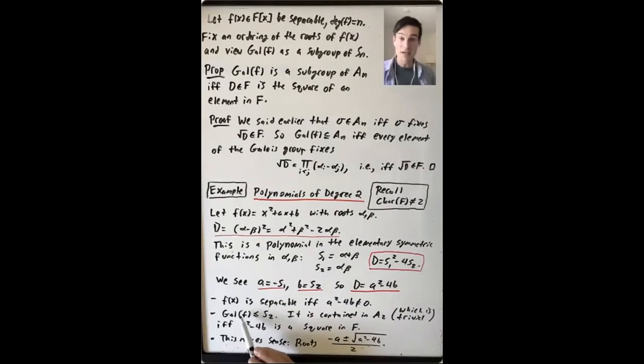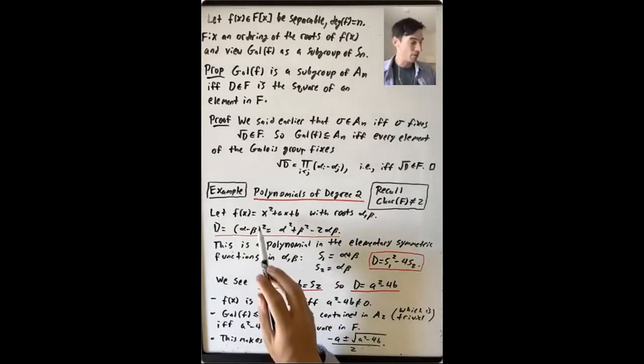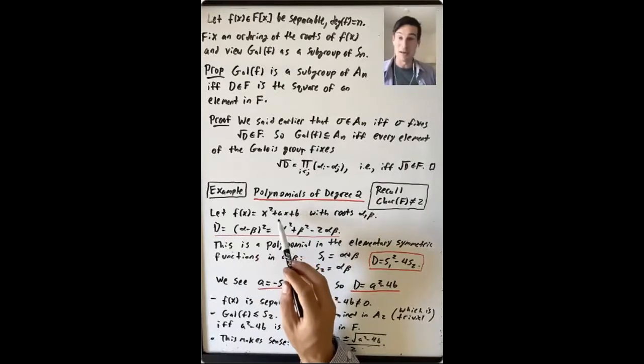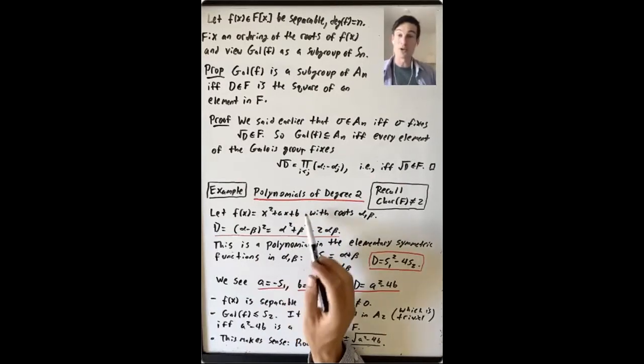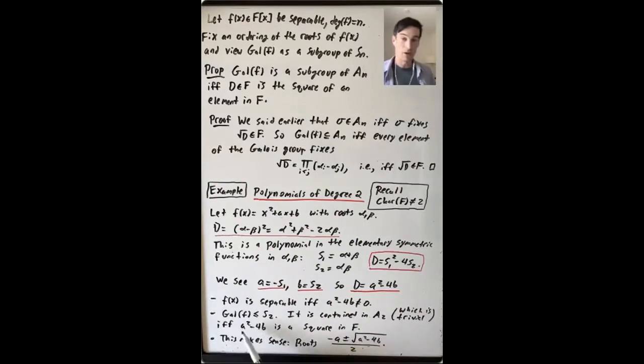We know we can identify the Galois group of f as a subgroup of S_2. When is it contained in A_2? Remember, A_2 is the trivial subgroup of S_2. When is it contained in A_2? Well, if and only if this discriminant is the square of an element in F. If and only if a squared minus 4b is a square in F. All right, so we have our quadratic polynomial. We know when it's separable. When it is separable, the Galois group is either going to be S_2 or trivial, and we can tell which by looking at this discriminant and whether or not it's a square.